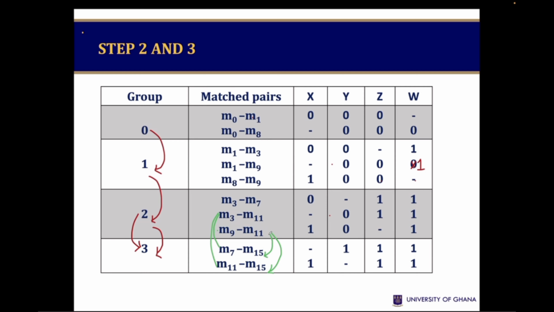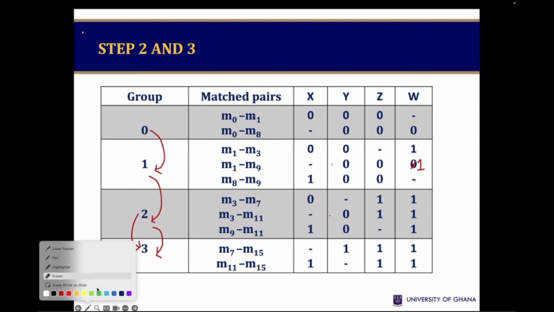Let's take 3 and 11, 9, 11, 7, 15 again. Which one? The 3 and 11, and then 11 and 15. Let's take it again. There's a match. We have said it already. We have two matches already.